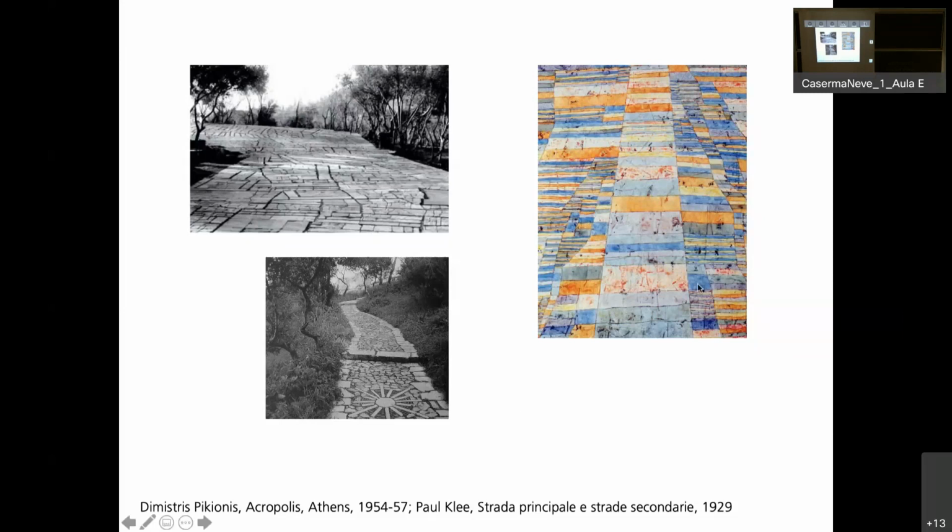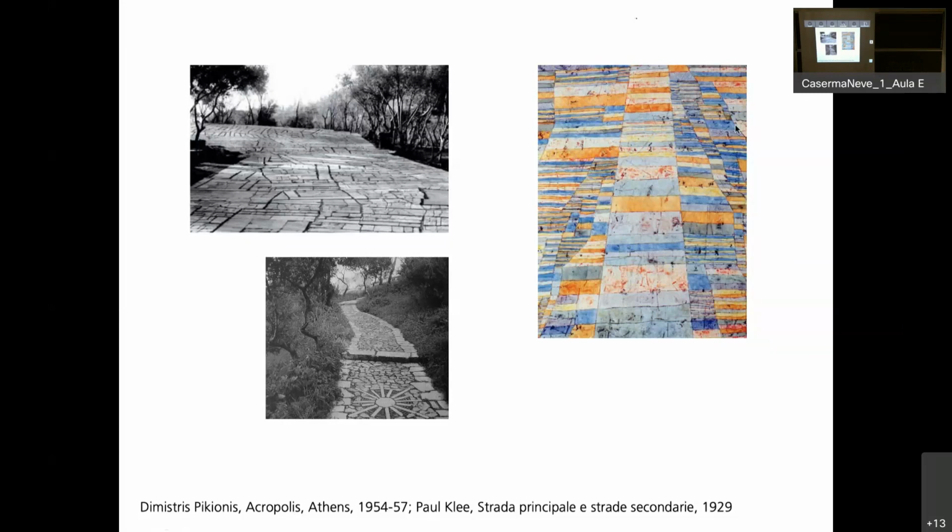The title of this painting is interesting because it's called Main Street and Secondary Streets. So we have only a sort of irregular grid with different colors, filled with different colors, that creates different geometrical shapes. At the very first glance it seems to be an abstract representation, something completely abstract, made of a game of geometrical and colored textures.